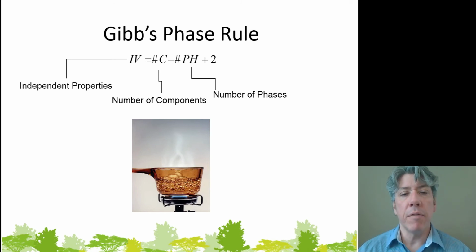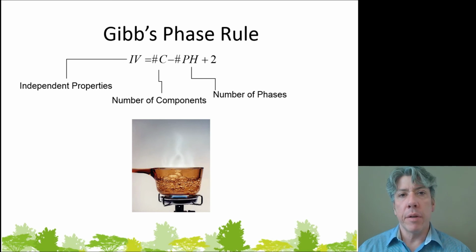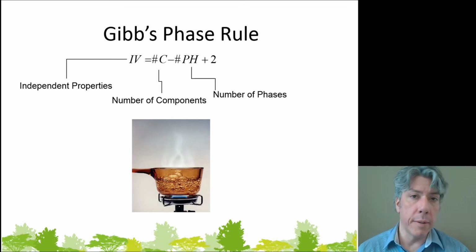So the number of independent properties on the left is equal to the number of components in the system minus the number of phases plus 2. Now, you probably already know this from your everyday experience. You know that water, for example, boils at 212 degrees Fahrenheit or 100 degrees Celsius. How do you know that? Well, let's think about it from Gibbs phase rule. How many components do we have when we're boiling water? One, right? One chemical component, it is water.